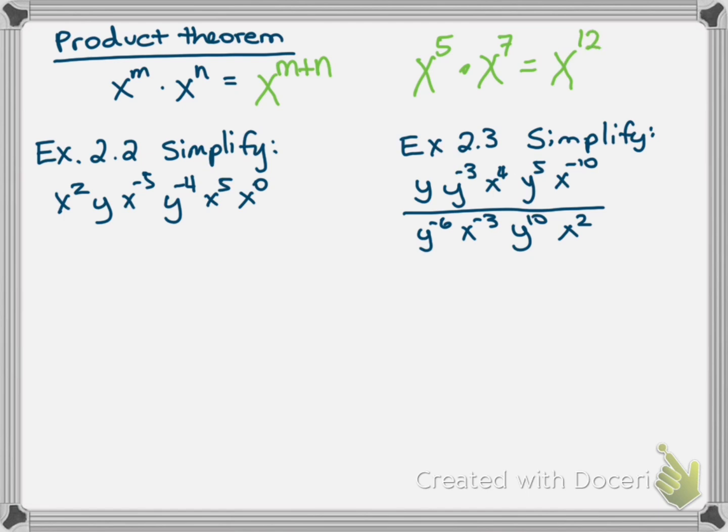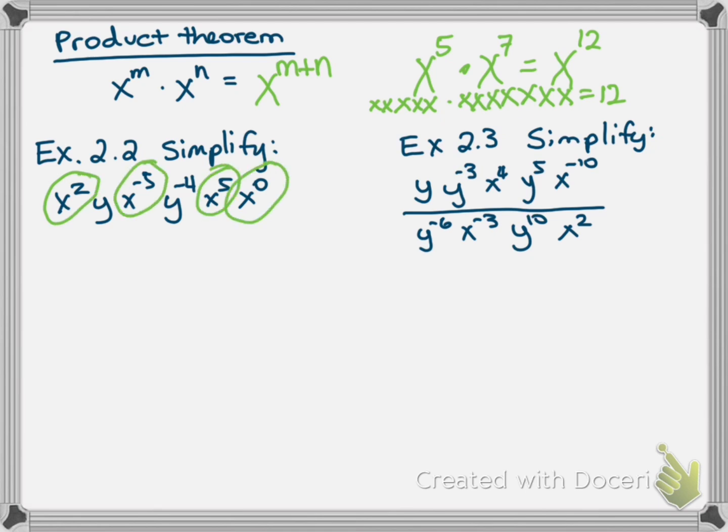Okay, now why? The reason is because remember that this is telling us how many x's we are multiplying. So here I'm saying I'm multiplying 5, and here I'm saying I'm multiplying 7. And so if I count how many I'm multiplying at the end, I'm going to have 12, and that's why. 12 x's. Okay, let's do the examples. In example 2.2, we have some x's and some y's. So I'm going to work with the x's first.